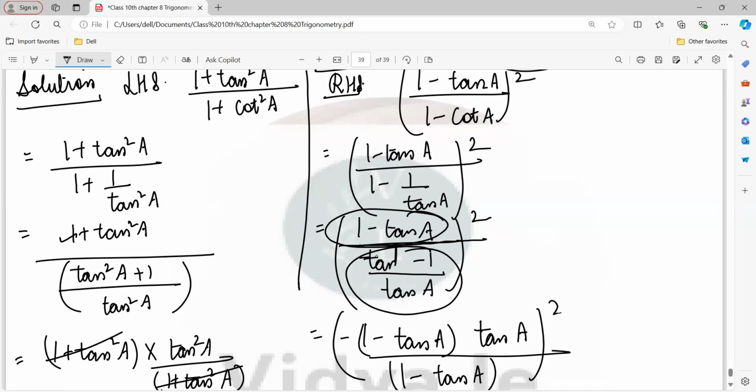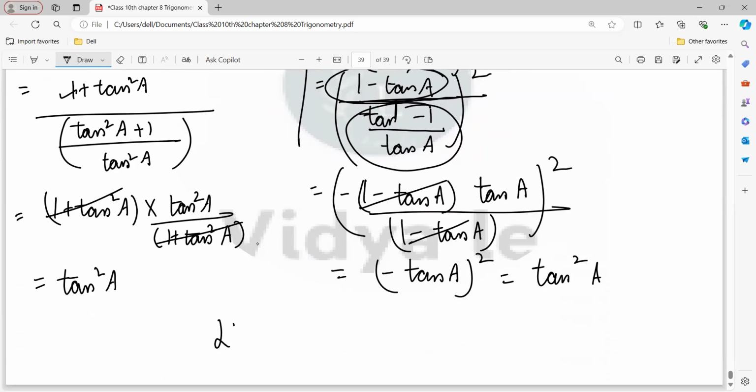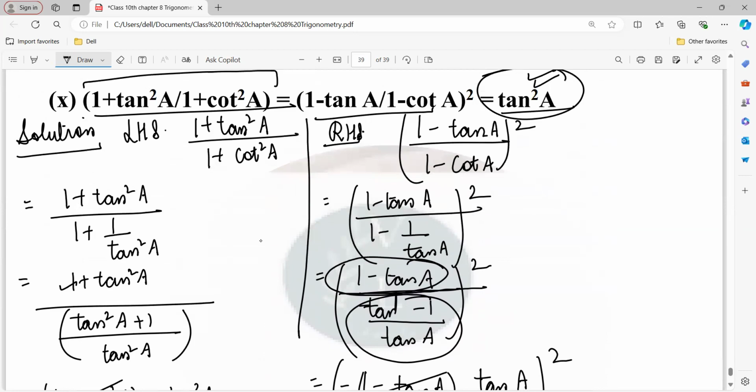Taking the square. Now, this 1 minus tan A and 1 minus tan A will get cancelled out. So we are left with minus of tan A whole square, which is equal to tan square A, which is equal to the right hand side. Hence proved, right? So herein, we have solved the left hand side and right hand side, and we have proved it to be tan square A, which is what we wanted to prove. I hope it is clear to you.